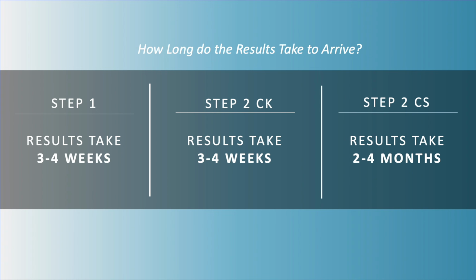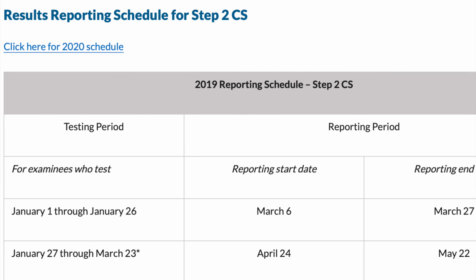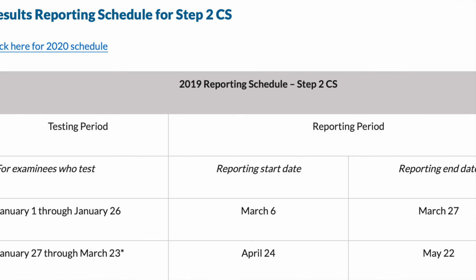Now the results of Step 2 CS take anywhere from 2 to 4 months to come out. It's not like Step 1 and Step 2 CK where the results come out in 3 to 4 weeks. There's something called a Step 2 CS reporting schedule, and basically this reporting schedule tells you when you're going to get your results based on what day you take your exam.